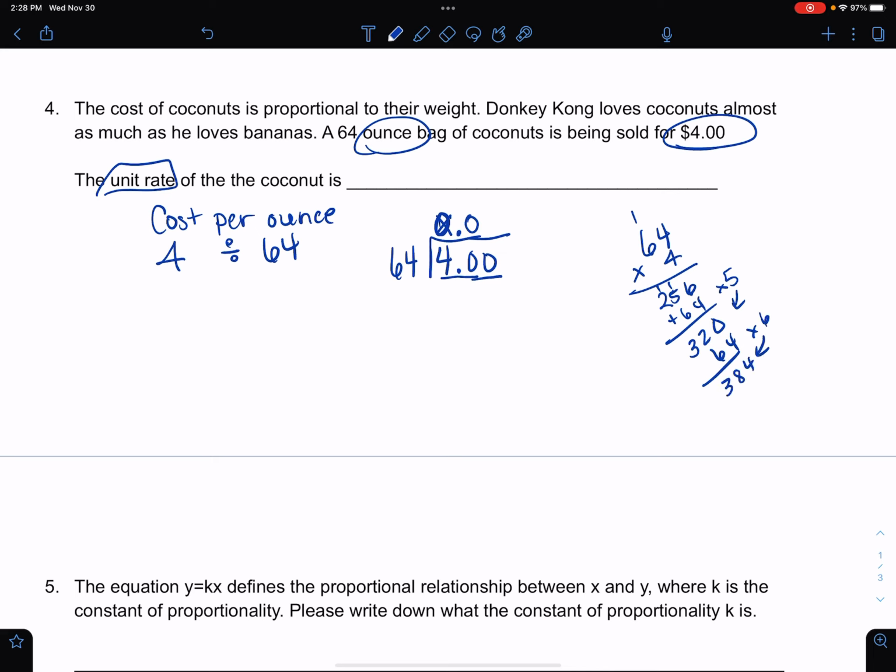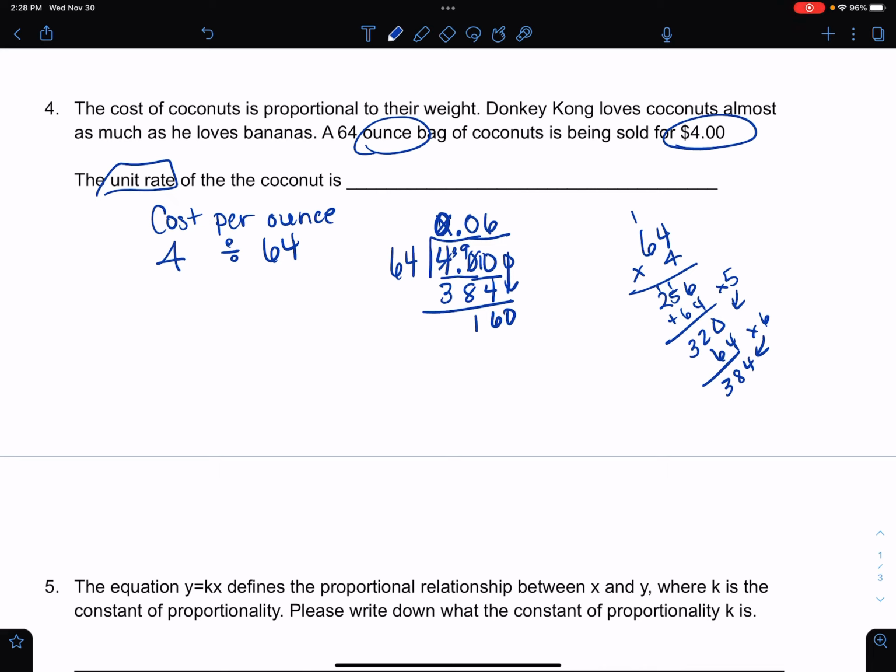4, 8, 3. So that's as close as I can get, the 6. So I'm going to put the 6 right there, 6 cents. 3, 8, 4. I'm going to subtract. I have to borrow. Okay, so 10 minus 4 is 6. 9 minus 8 is 1. Bring down the next 0.